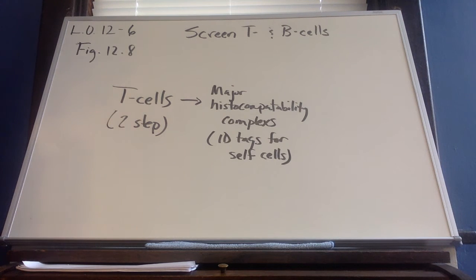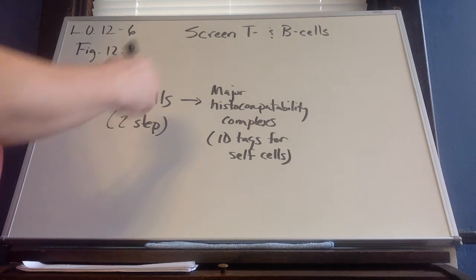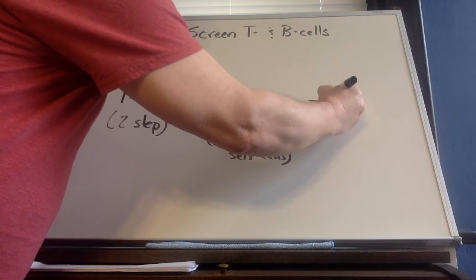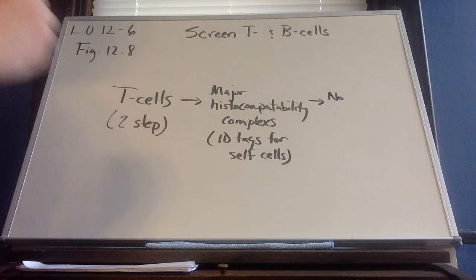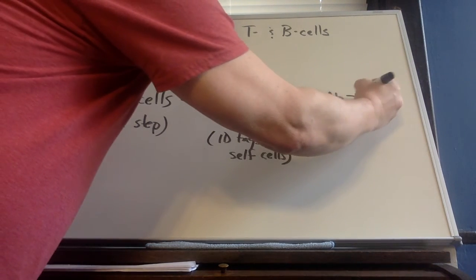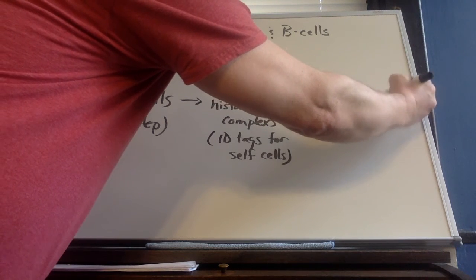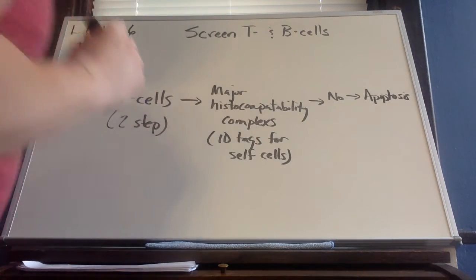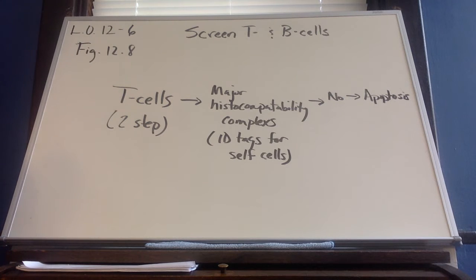This is often what happens in an autoimmune disease. Your T cells don't get the right training, your B cells don't get the right training, they start attacking you. Autoimmune means attack yourself. So the first thing they have to ask themselves is if they can recognize the major histocompatibility complexes. If no, then we need to get rid of you. If they can't recognize it, they will undergo apoptosis, and then those T cells will come out of the system.